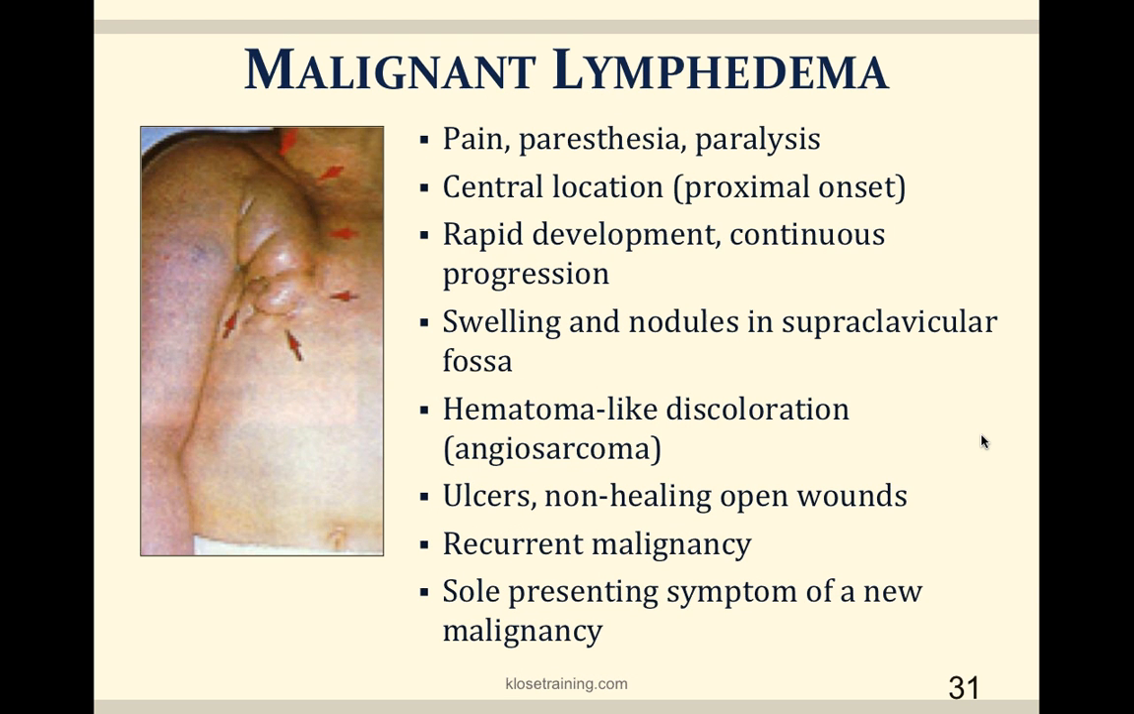Malignant lymphedema, like you see in this picture, you're going to get more proximal onset, rapid development, continuous swelling and nodules, and more hematoma-like discoloration, non-healing wounds, recurrent malignancy. So this is more of a specific type of lymphedema.